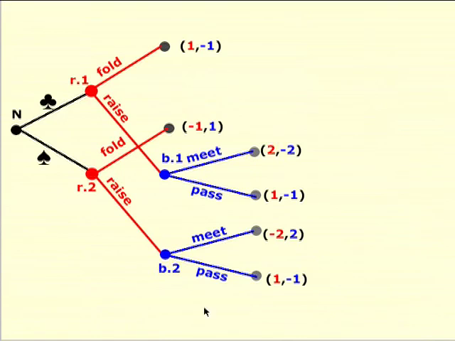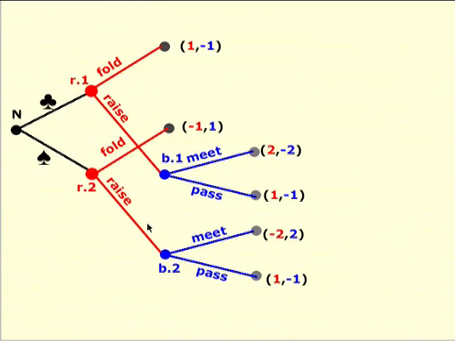So we have nature choosing a club or a spade. The idea is that the red player gets to observe, this diagram isn't finished, by the way, whether it's a club or a spade. And then there's two courses of action: you can either fold or raise.